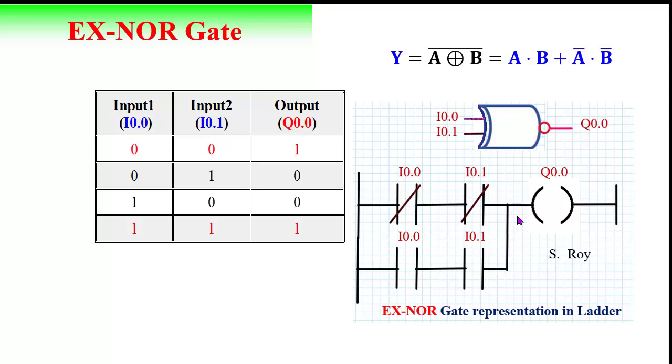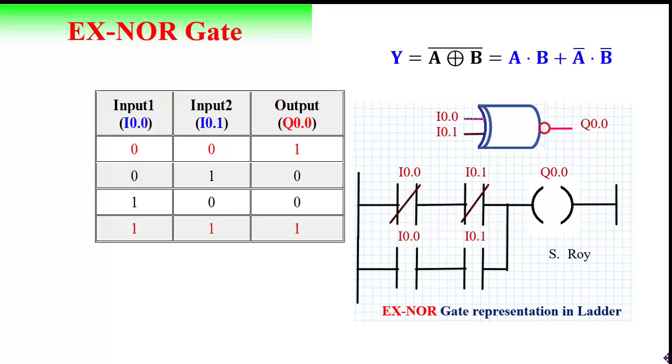Now what will be the output? This will be just reverse of XOR gate. As in this case we are using two inputs, so we will get logic 1 signal when both the inputs are in same state. In all other cases the output is 0. We can check it from here also.